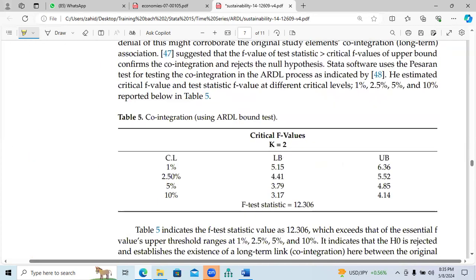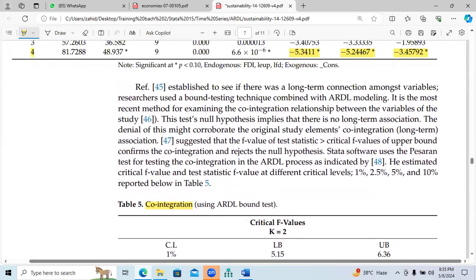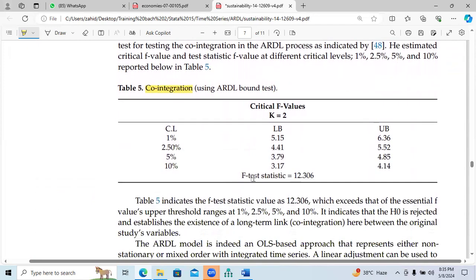So as a part of it, you will also consider the co-integration. Co-integration is basically a procedure in order to understand whether there is a long run relationship between the variables or not. So it will testify the long run relationship between the variables. So we need to see the critical values. For example, here the F statistic is 12.306.